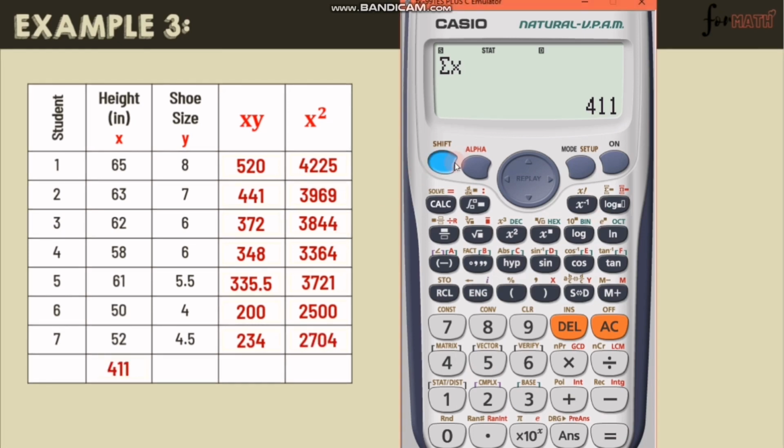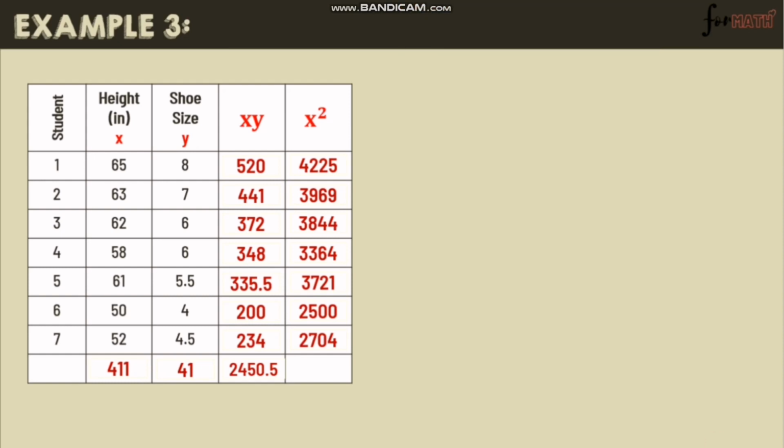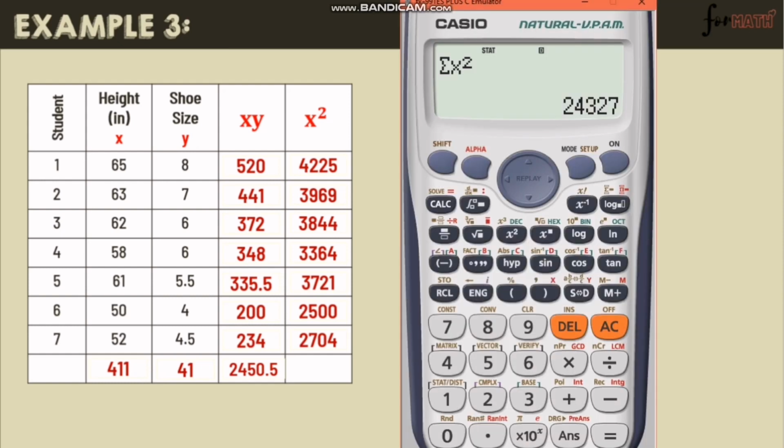Okay? And then for the y, shift 1 ulit, and then 3, 4, equals. So, we have 41. And then for the summation ng xy, shift 1, and then summation 3, and then hanapin nyo lang yung xy, which is number 5, and then equals. So, meron tayong 2450.5. And for the x squared, shift 1 ulit, summation, x squared, which is 1, and then equals. So, meron tayong, okay, 24,327.